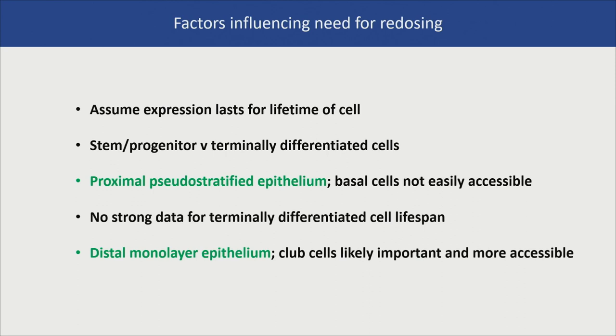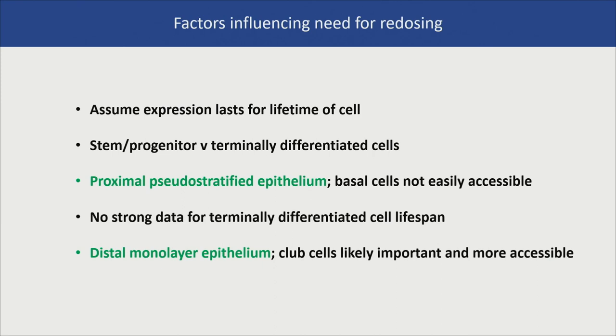In the distal airways, the anatomy is very different. It's not pseudostratified. It's a monolayer. And there, the progenitor cells are probably the club cells. And they are much more accessible. So I think there may be differences in terms of the duration of expression that you see, perhaps in the proximal airways and in the more distal airways.